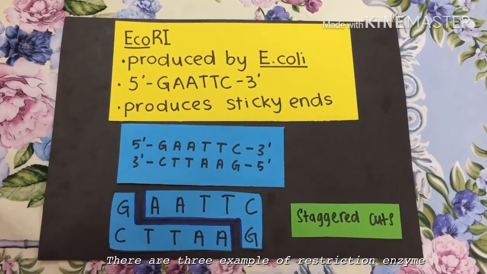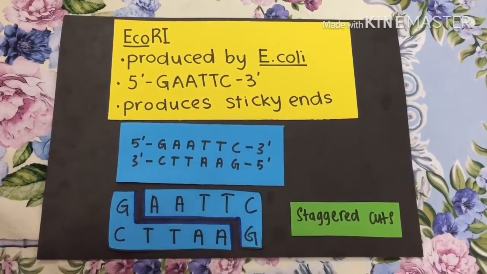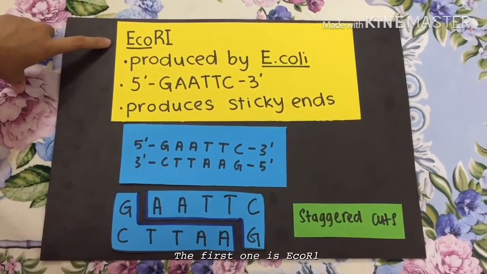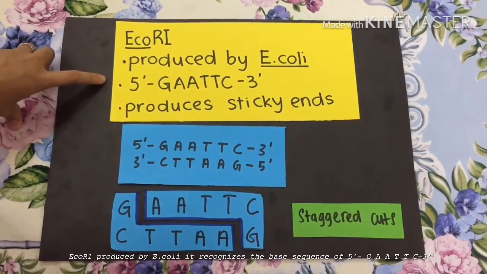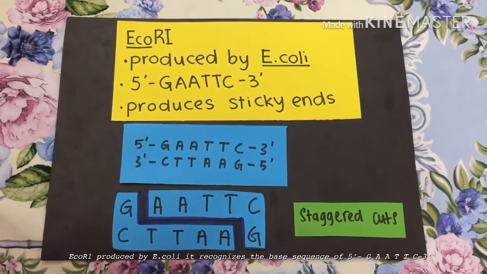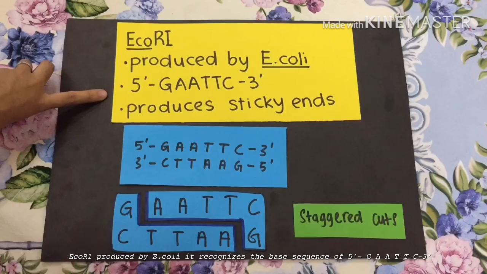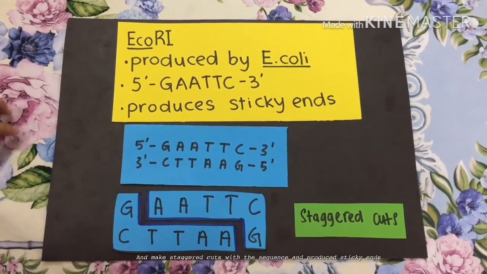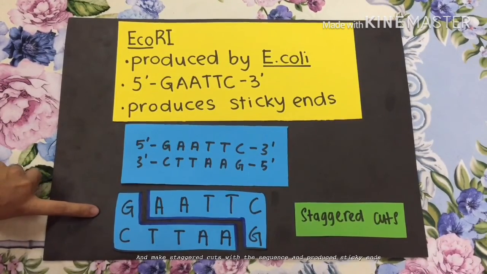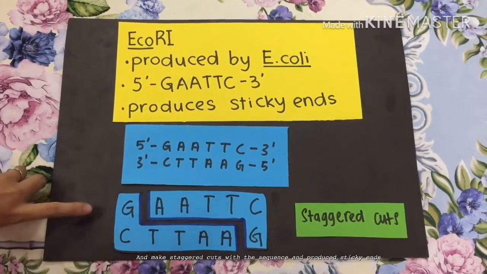There are 3 examples of restriction enzyme. The first one is EcoR1. EcoR1 is produced by E. coli. It recognizes the base sequence GAA-TTC and makes a staggered cut within the sequence, producing sticky ends.